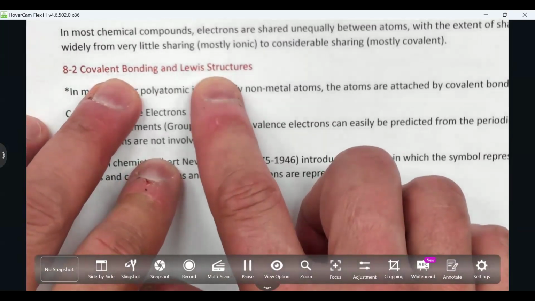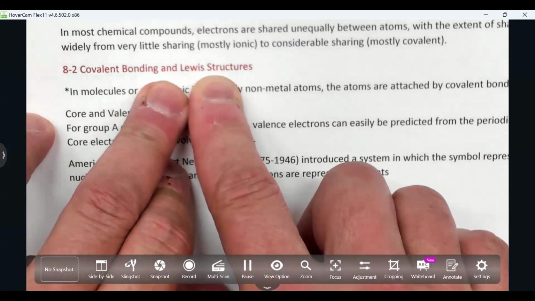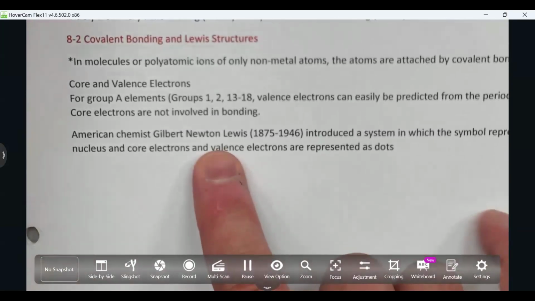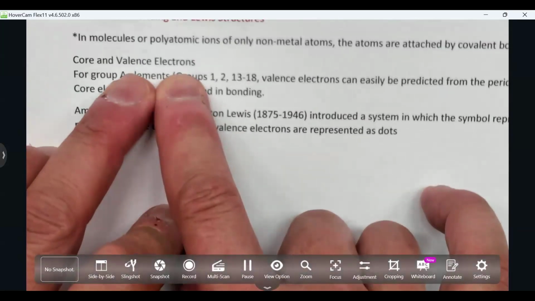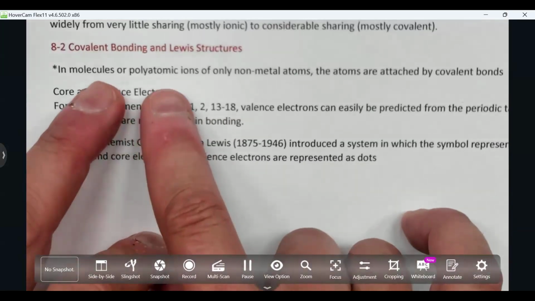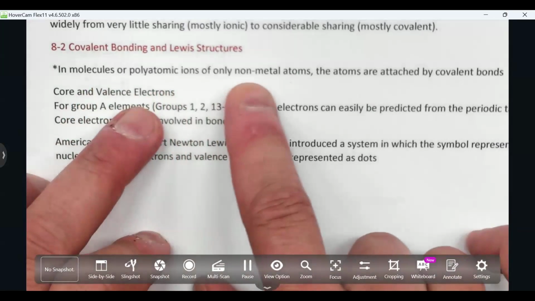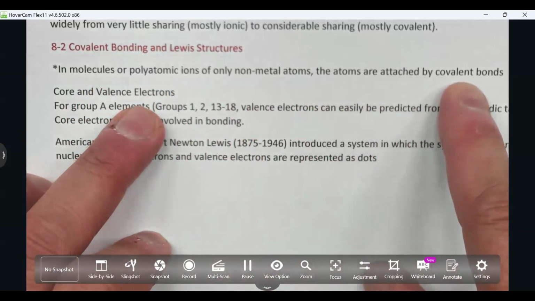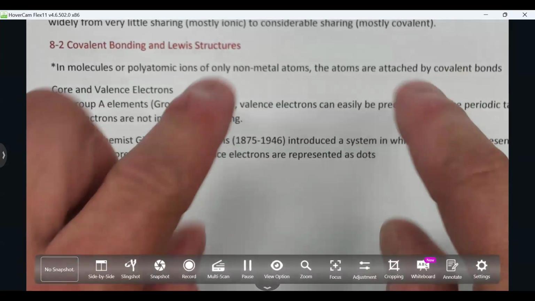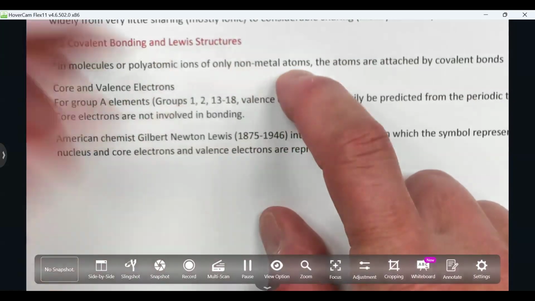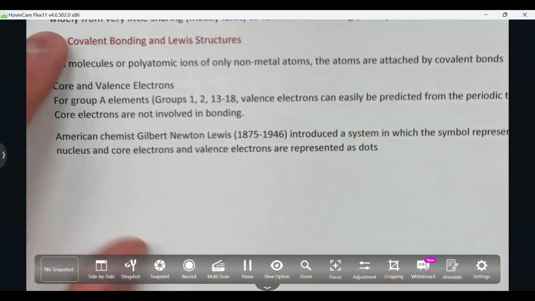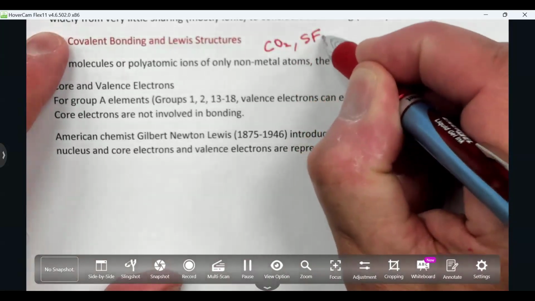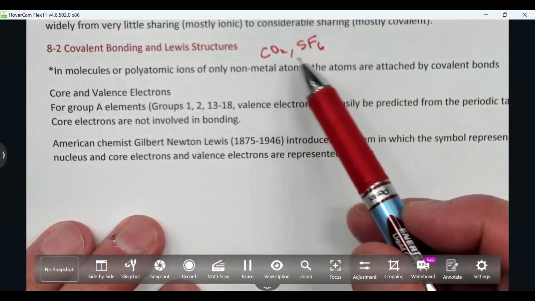This last unit is all about covalent bonding and Lewis structures. So I'm going to come down to here. We know valence electrons. In molecules or polyatomic ions of only non-metal atoms, the atoms are attached by covalent bonds, by sharing electrons. Non-metals. Carbon dioxide, water.